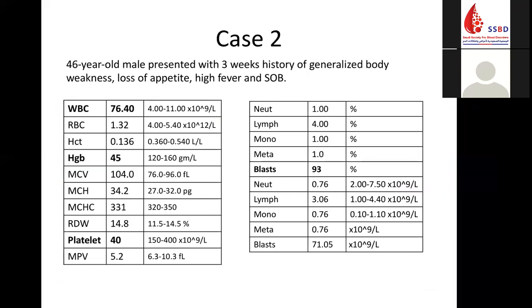Okay, case 2. This is a 46-year-old male patient presented with a 3-week history of generalized body weakness, loss of appetite, and high fever and shortness of breath. The patient has a leukocytosis, marked anemia, and thrombocytopenia. And the technologist will call you about 93% circulating blasts.